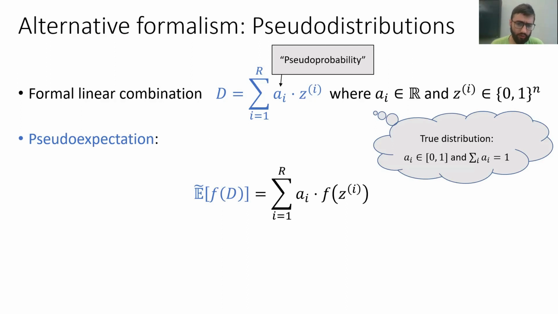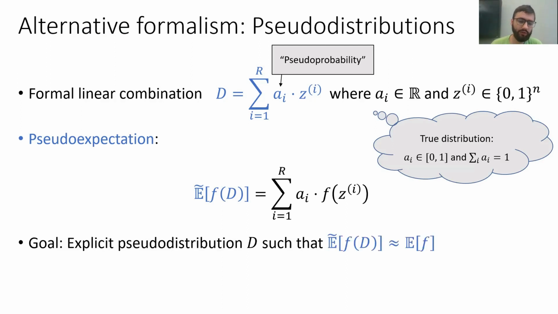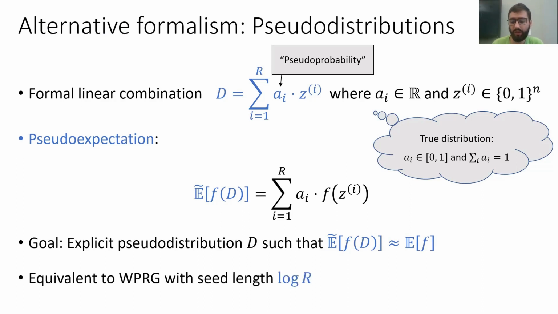In these terms, our goal is to design an explicit pseudo distribution such that for every polynomial width read-once branching program, the pseudo expectation of the program is essentially the same as the actual expectation of the branching program under a truly random input. We would like our pseudo distribution to be sparse because we want the corresponding weighted pseudorandom generator to have a short seed length.